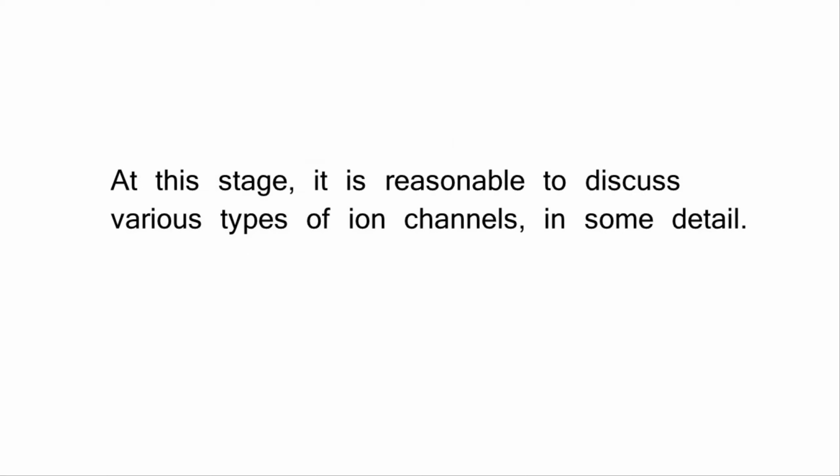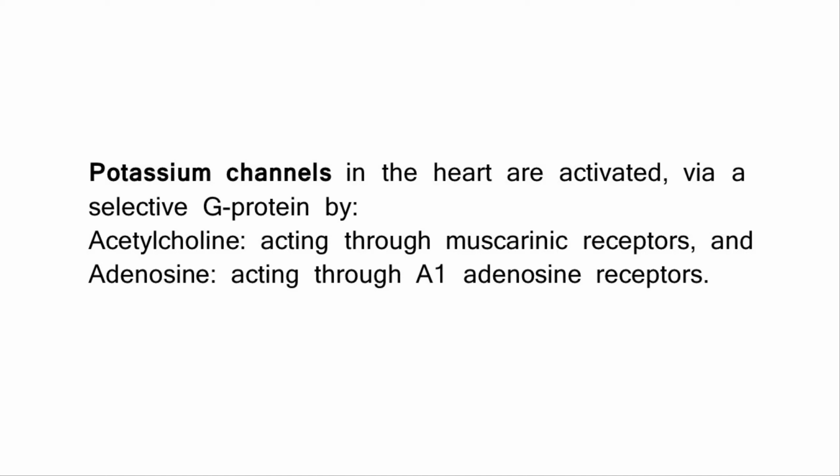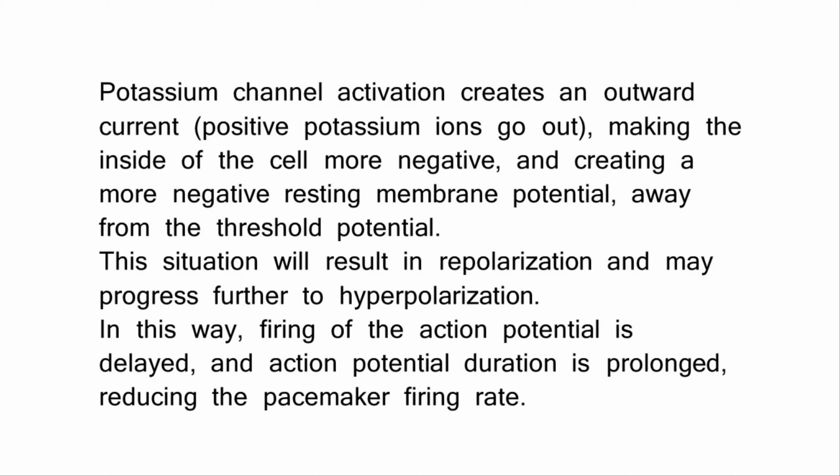At this stage, it is reasonable to discuss various types of ion channels in some detail. Potassium channels in the heart are activated via a selective G protein by acetylcholine, acting through muscarinic receptors, and adenosine, acting through A1 adenosine receptors. Potassium channel activation creates an outward current, positive potassium ions go out, making the inside of the cell more negative, and creating a more negative resting membrane potential, away from the threshold potential. This situation will result in repolarization, and may progress further to hyperpolarization.